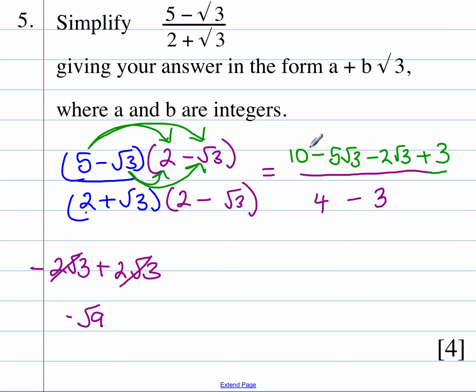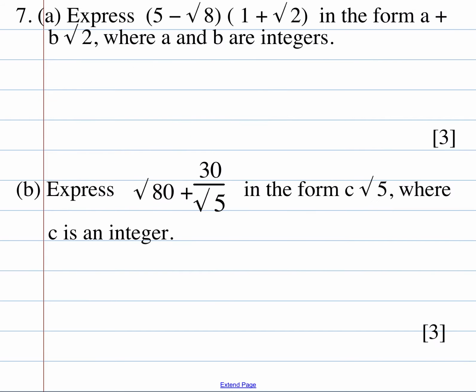Okay, so we've got 10 plus 3 at the top, which is 13. Then I've got negative 5 take away 2. Well, negative 5 take away 2 is negative 7, and we've got the root 3 there. Now 4 take away 3 is 1 at the bottom, so that's my answer. So it's 13 take away 7 root 3. Okay.